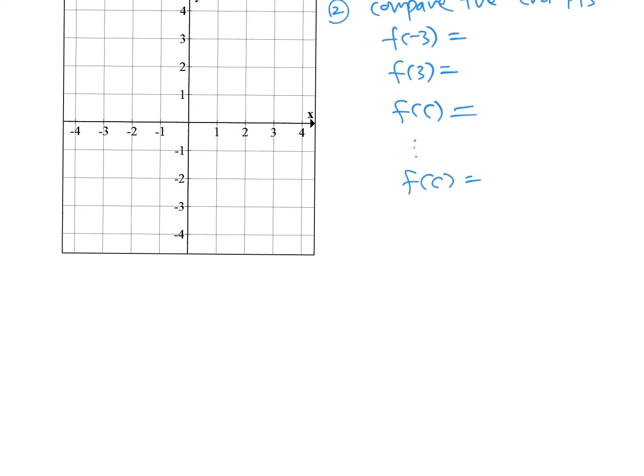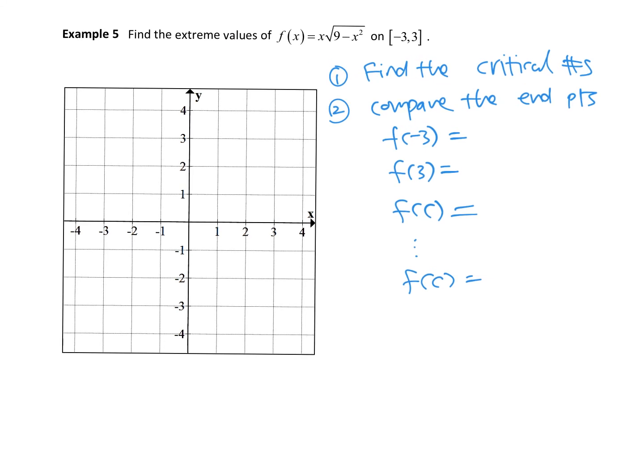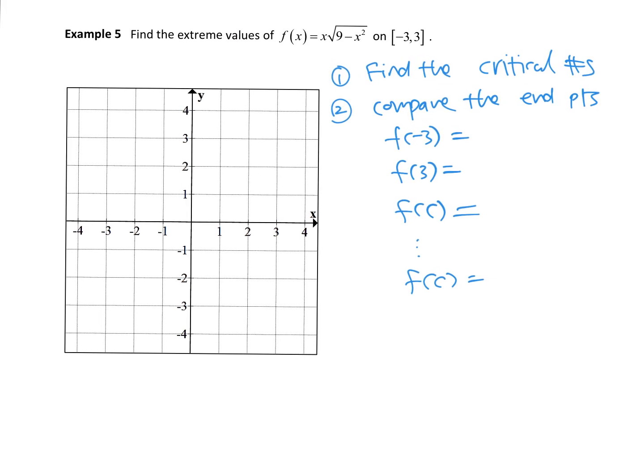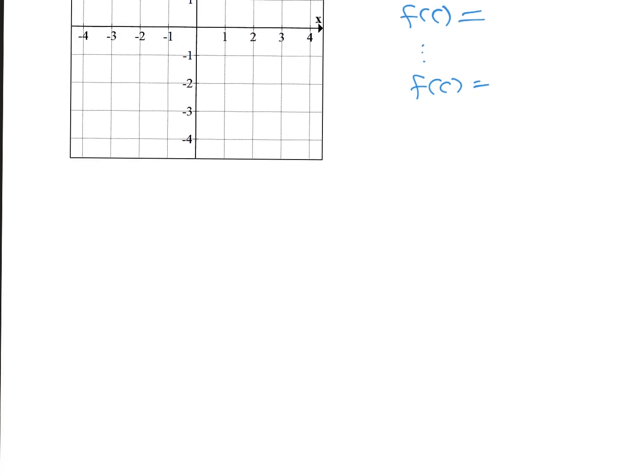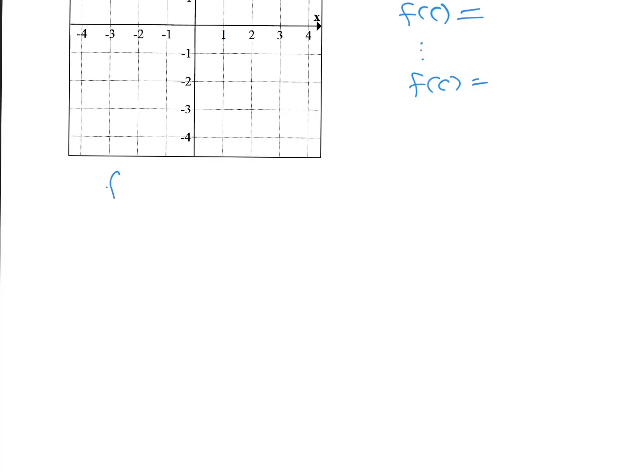If you need a little hint, the derivative is doable. You have to use the product rule, because here I have x times a radical, and the derivative becomes a little bit complicated, and it also has a point where the derivative doesn't exist. So if you calculate it out correctly, f prime should be radical 9 minus x squared minus x squared times 1 over radical 9 minus x squared.